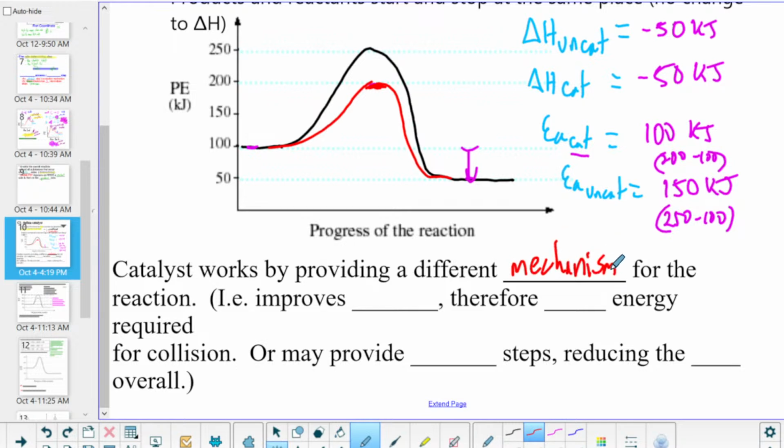A catalyst works by providing a different mechanism. We've mentioned this before. What does it improve? It decreases the activation energy. Yep, but by what process? What is it usually improving? Orientation. The amount of collisions that are good. Orientation of molecules. So their geometry. How they're held, where they are.